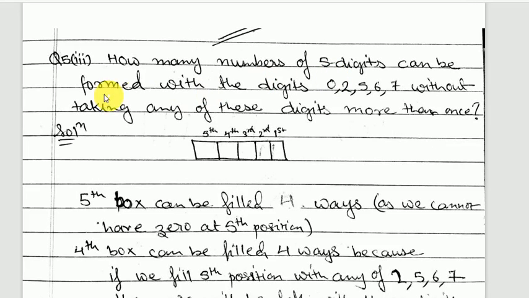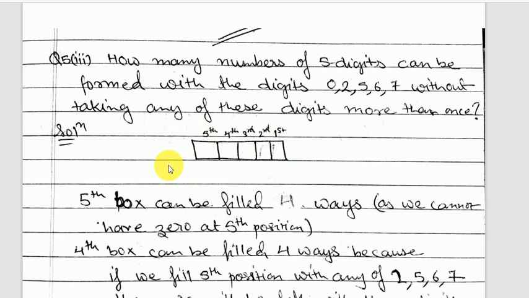Good morning, children. Let us move on to the next question, question number 5.3. It says, how many numbers of 5 digits can be formed with the digits 0 to 5, 6, 7 without taking any of these digits more than once? Okay, so there should be no repetition. So we will have 5 blank spaces. I have labeled it first, second, third, fourth, fifth.